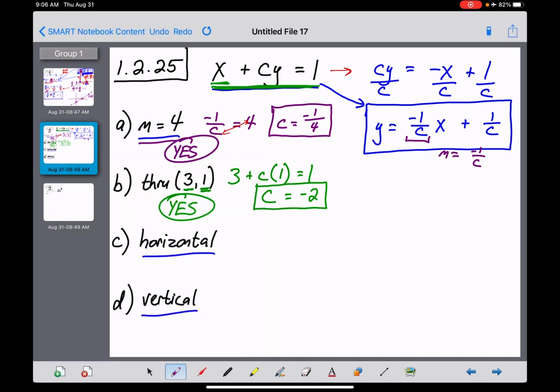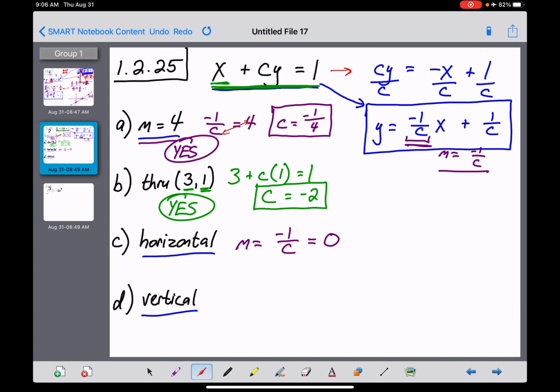They want to know, can we make it so that this line is horizontal? And what do we know about horizontal lines? I hope we remember this, guys. The slope of a horizontal line is always equal to 0. So we would take our slope here, which we found right here to be the expression negative 1 over c, and we want to know, is there a value of c that makes this slope equal 0?